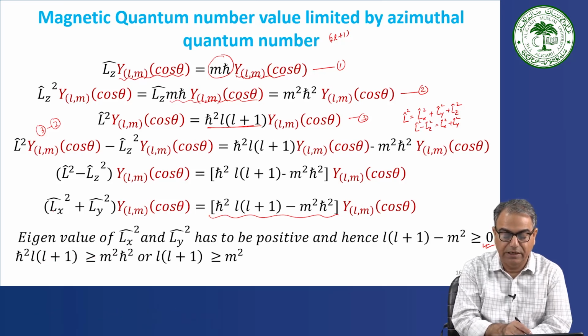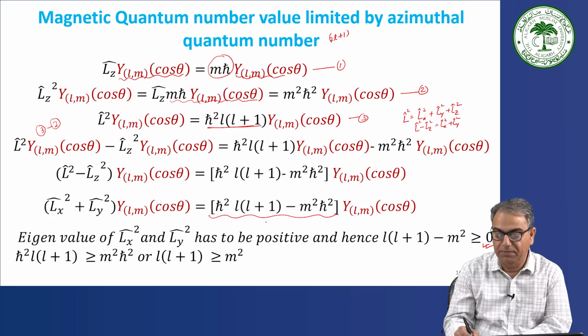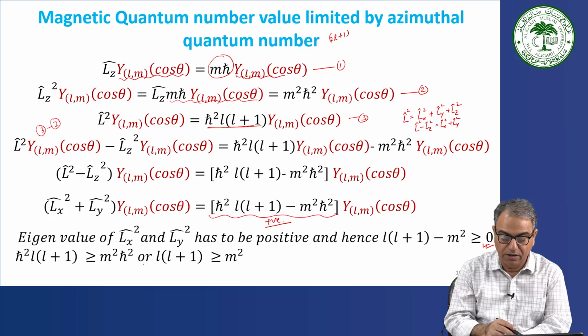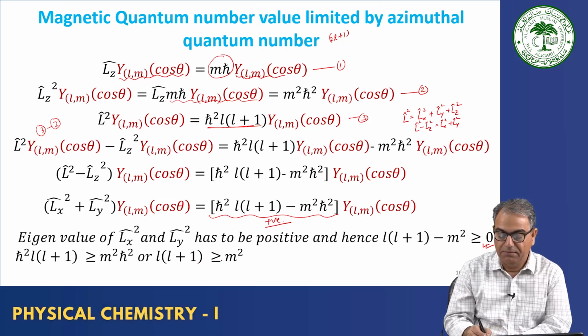So I said it's the sum of the squares of the two components, so it will be a positive number. So this also should be a positive number. And if this has to be a positive number, then you can write ħ² L(L+1) is greater than or equal to m²ħ². Or if you remove ħ², then you can write L(L+1) must be greater than or equal to m². This is how the azimuthal quantum number limits the value of the magnetic quantum number.